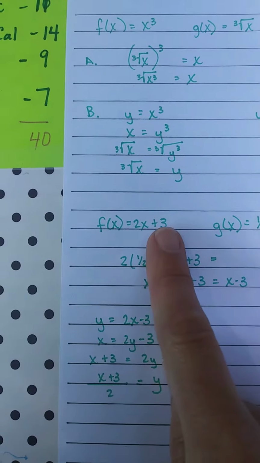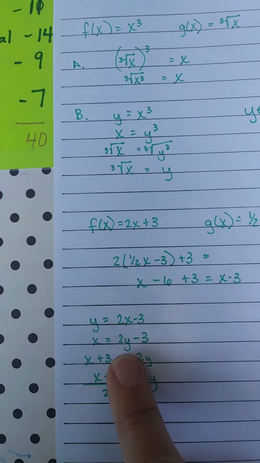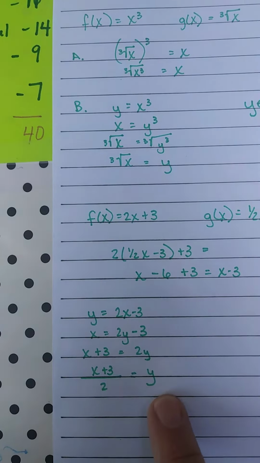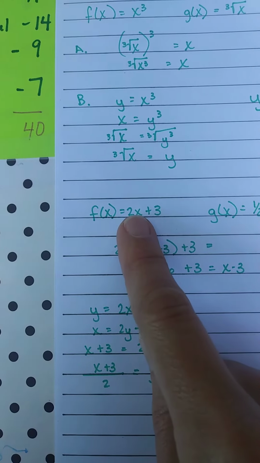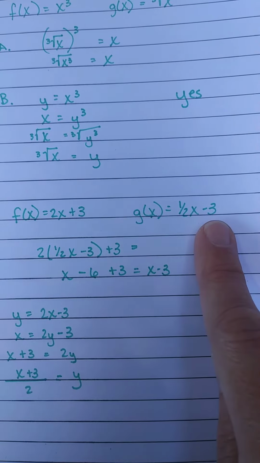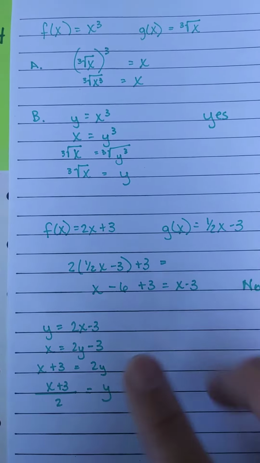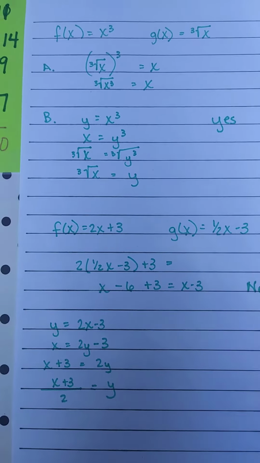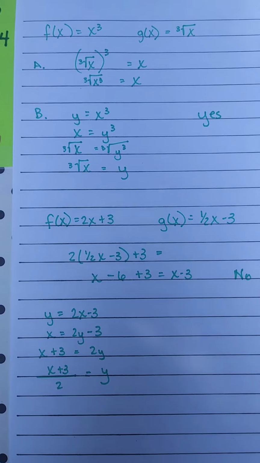Or pick one, again, I just picked the first one. I swap the x and the y, and I solve for y. And so the inverse of 2x plus 3 is x plus 3 over 2, not 1/2 x minus 3. So both of these methods yield a no. You just pick one method, the one you like the best, and that's what you do.